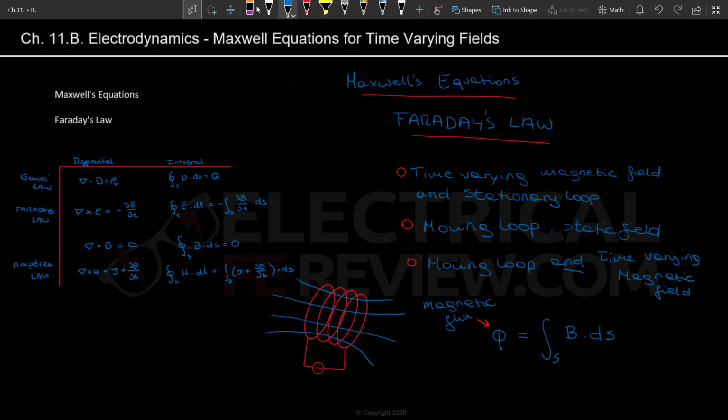So I think that's it on Faraday's law. We will go over some numerical examples later on, so thank you, and I hope this was helpful.